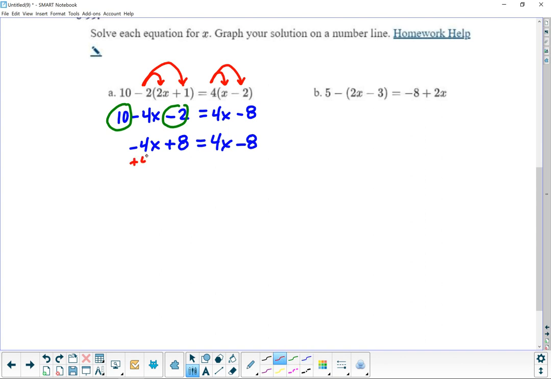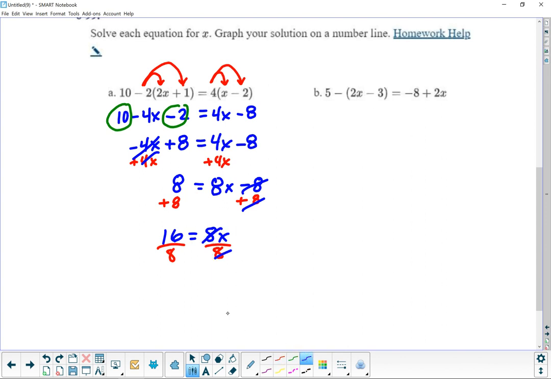Okay, go ahead and combine like terms. So I'm going to go ahead and add 4x. You can do it different ways, but I'm going to do it this way. And we will get 8 equals 8x minus 8. And go ahead and add 8. That's going to cancel. And we will get 16 equals 8x. And go ahead and divide it by 8. And get x equals 2. All right, so x equals 2.